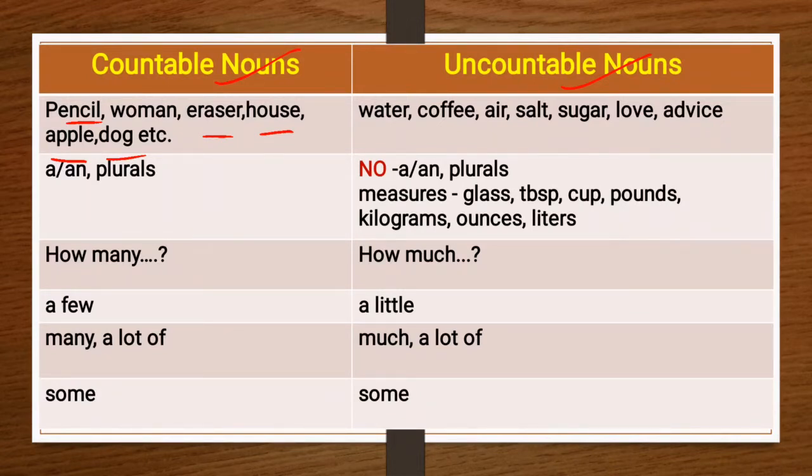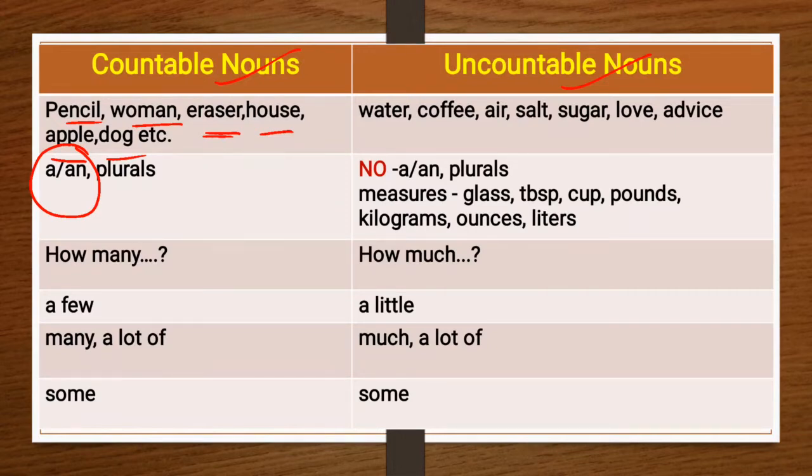And if we are talking about singular countable nouns, that is, if I am talking about one pencil or one woman or one eraser, then I need to know that I will be using the article a or an. For example, I would say, I have a pencil. There is a dog. It's a house. Here, you need to remember this rule that we use articles a or an with singular countable nouns, and we can make the plurals of these countable nouns just by adding s or es.